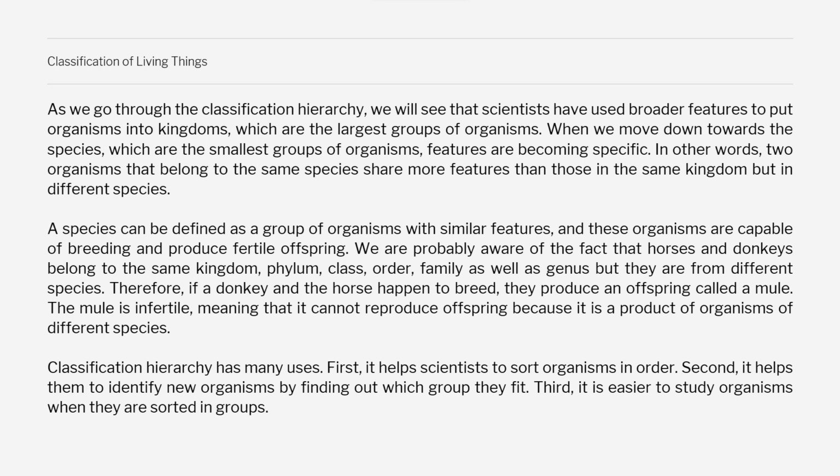Classification hierarchy has many uses. First, it helps scientists to sort organisms in order. Second, it helps them to identify new organisms by finding out which group they fit. Third, it is easier to study organisms when they are sorted in groups.